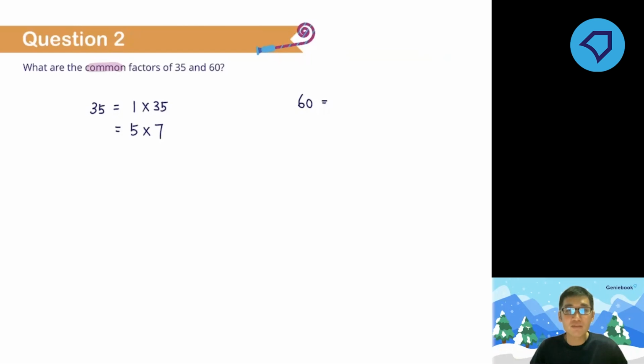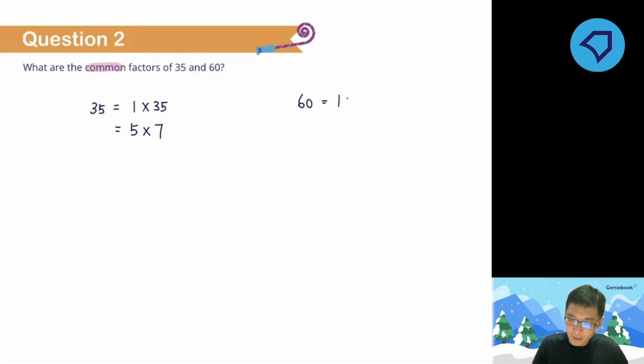No. 7? 7, yes. But because we have already written down 7 over here, it's repeated. So there's no need for me to write down 7 again. We can stop the listing already. So 1, 5, 7, and 35 are the factors of 35. Okay, now how about 60?